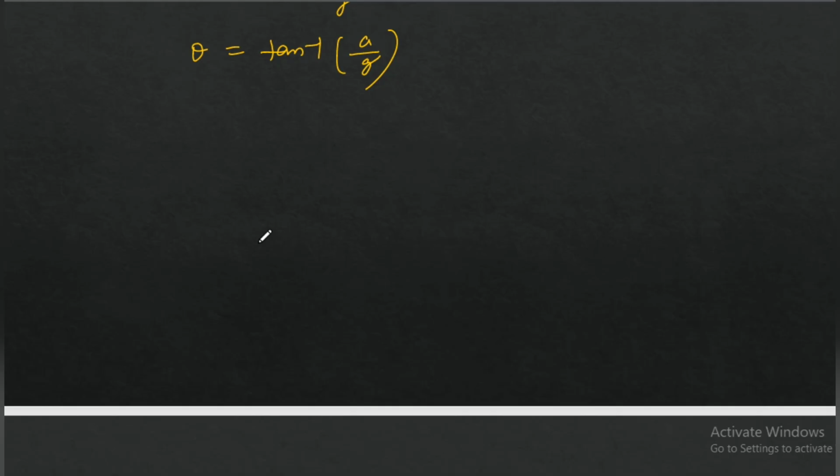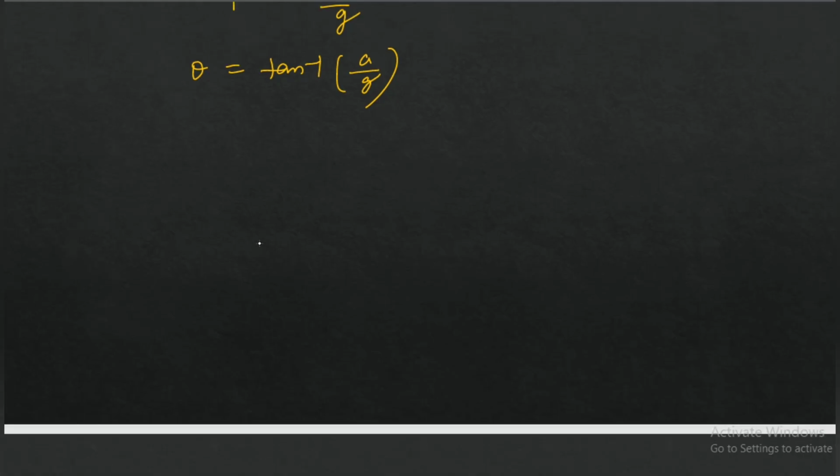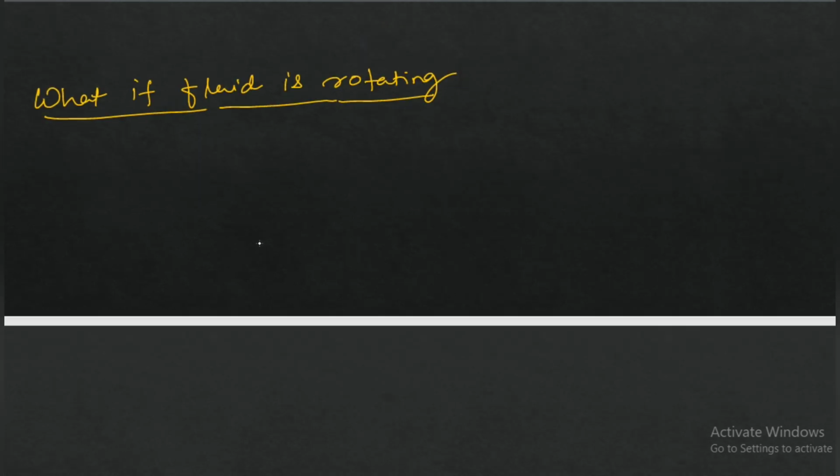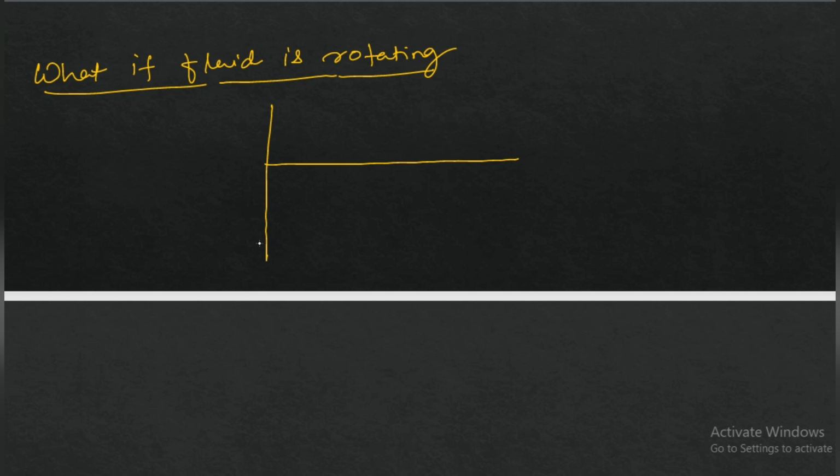So now let's see the case of rotating fluid. So what if fluid is rotating? So let's say there is a tube, and the tube is connected with an axis, and the tube is being rotated with angular speed omega, and some kind of fluid is filled here, and this is point B, this is point A, and rho is the density of the fluid. We have to find PB minus PA.